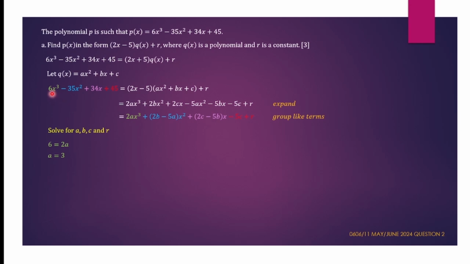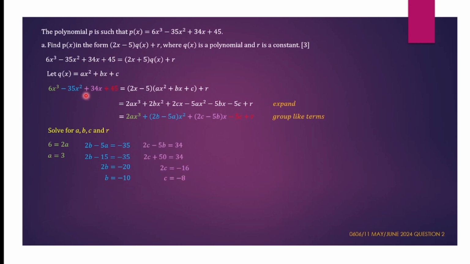Notice that 6x cubed on the left side will be equal to 2ax cubed. So we can say that 6 equals 2a, which means that a will be equal to 3. And for the x squared term, we have negative 35x squared will be equal to (2b minus 5a)x squared. So we'll have 2b minus 5a equals negative 35. And we know that a equals 3. So negative 5 times 3 will be negative 15 here. So we add 15 to both sides, and then we divide by 2. So we find that b equals negative 10.